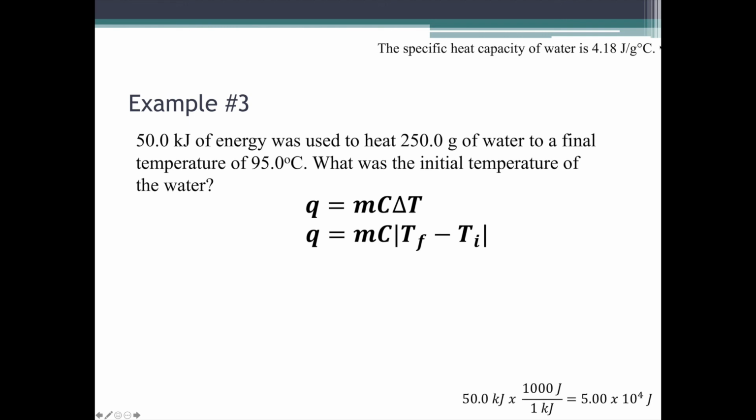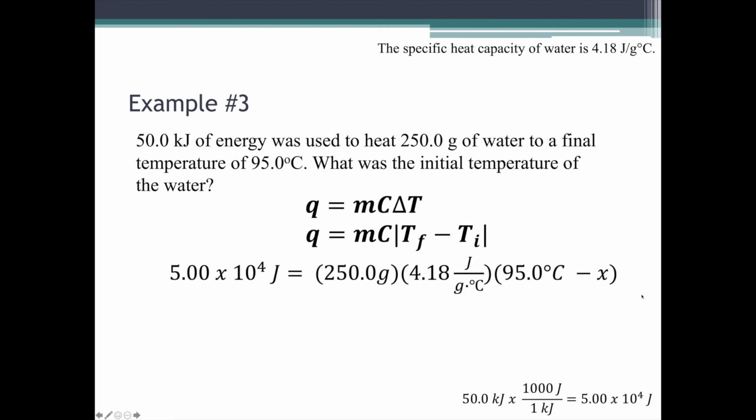So down in the corner here, I've got 50 kilojoules. 1 kilojoule is 1,000 joules. I went ahead and converted it to scientific notation. I've got 5 times 10 to the 4th joules, or 50,000. So my Q here is 5 times 10 to the 4th.